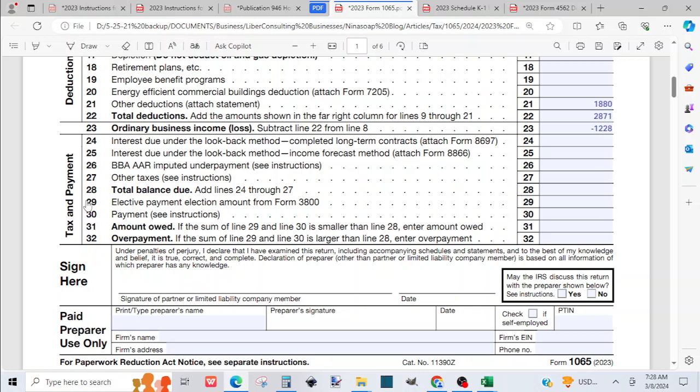So, tax and payment. There are some tax areas here. If anything here is related to your business, you read about it and you complete it. Otherwise, I'm going to move forward. By default, an LLC does not pay tax. It flows to the partners, but there are some instances where you might have to pay tax.